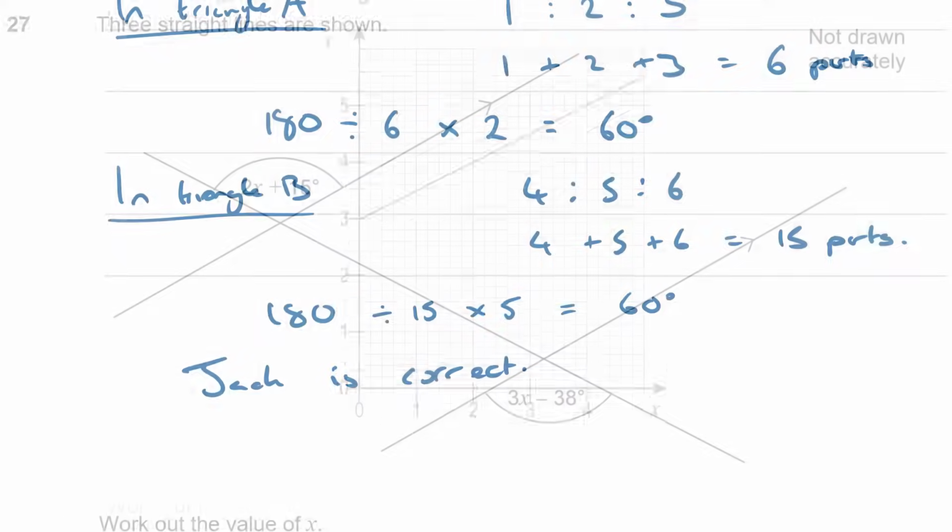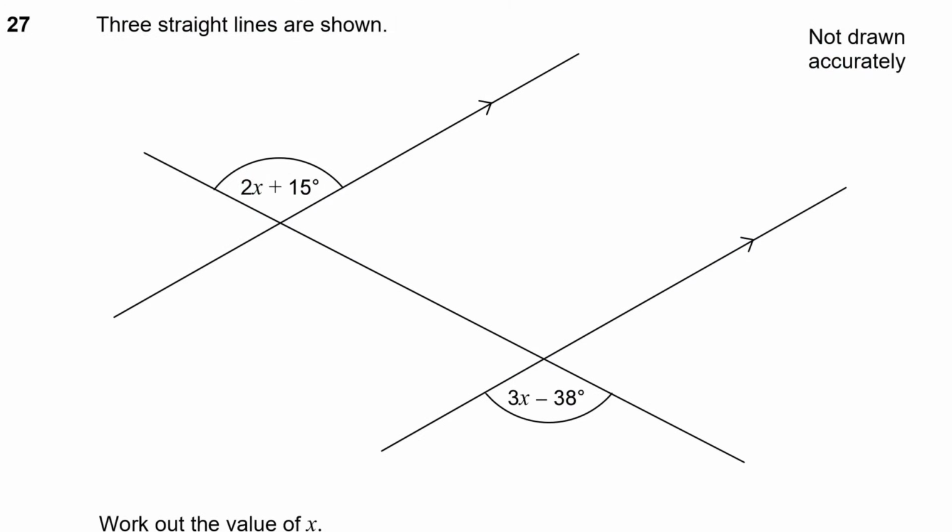That's all. 3 straight lines are shown. Work out the value of x. Okay, well, they aren't just any old 3 straight lines, are they? We've got 2 lines here that have got arrows on them, which means that these are parallel lines, and we've got a line crossing them.